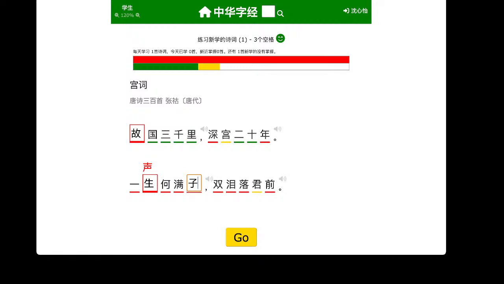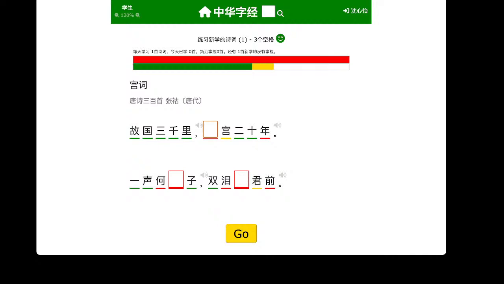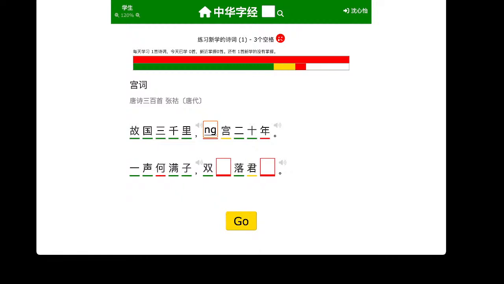I got it wrong again. I already forgot. I'm pretty sure that's wrong. It wasn't. What was this one? 一生何满子，双泪落军前。 I knew that was wrong. 深宫20年。 Well, maybe because I didn't read the descriptions closely because I'm lazy.